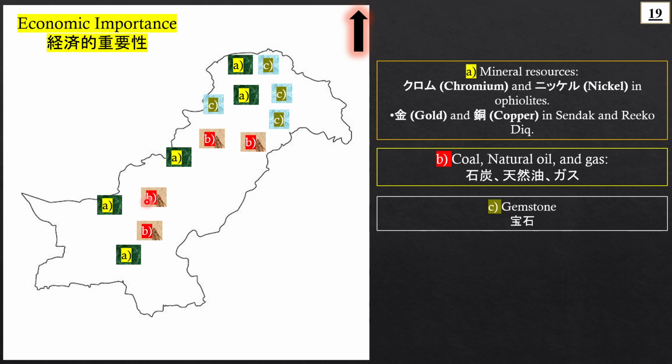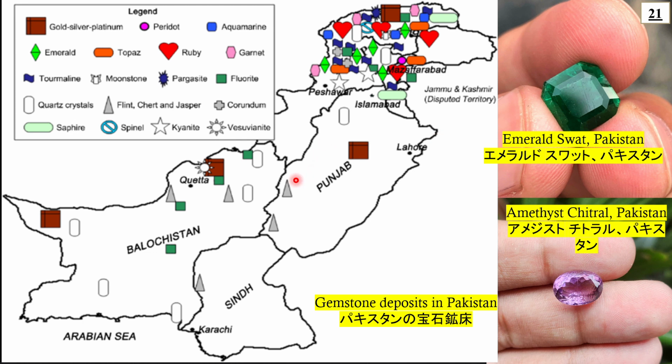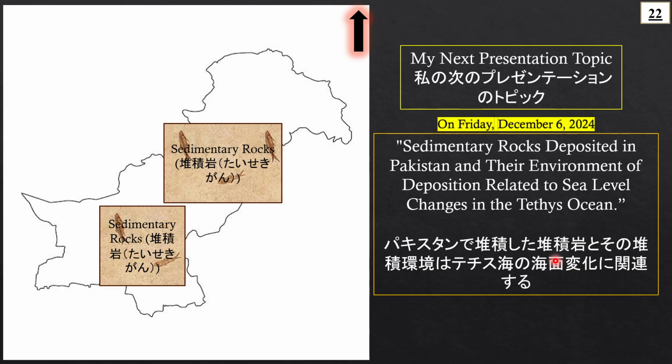Due to this variation of igneous and sedimentary rocks, you can see the economic importance in Pakistan. For example, mineral resources like coal and natural gas are found in the sedimentary package, and gemstones are also present in very hard metamorphic or igneous rocks. So these are the different industrial minerals or mineral deposits in Pakistan. These are the different gemstones due to the convergence and the igneous and metamorphic exposure. Various beautiful gemstones can be seen in Pakistan.